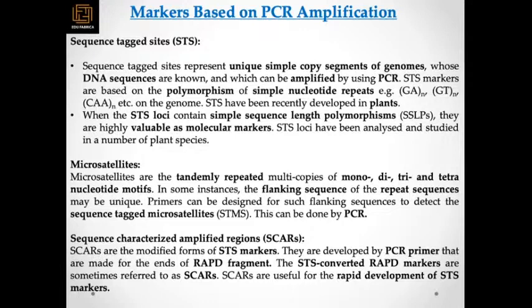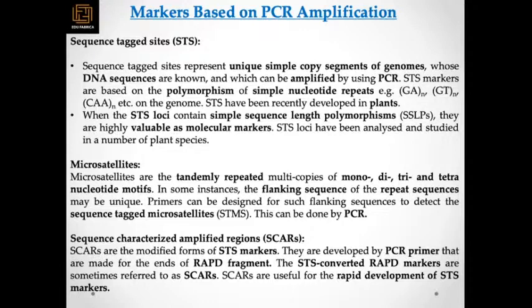Furthermore, microsatellites are tandemly repeated multiple copies of mono-, di-, tri- and tetranucleotide motifs. In some instances, the flanking sequences of the repeat sequences may be unique, and they are also known to detect sequence tag microsatellites. So if there are any microsatellites with a sequence tag, this can be checked by PCR only. We already talked about sequence tag sites.